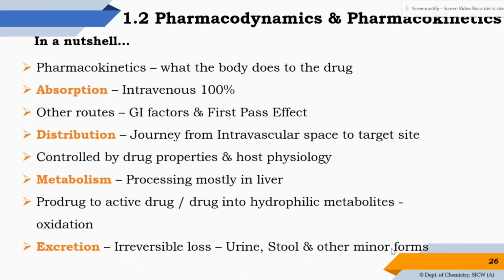We have seen that metabolism pertains to processing of the drug by the liver, in which process sometimes a prodrug can be converted into an active drug, and most of the time the drug is converted into hydrophilic metabolites through oxidation. We have also seen that excretion is the irreversible loss of the metabolites of drug molecules through urine, stool, and other minor forms.